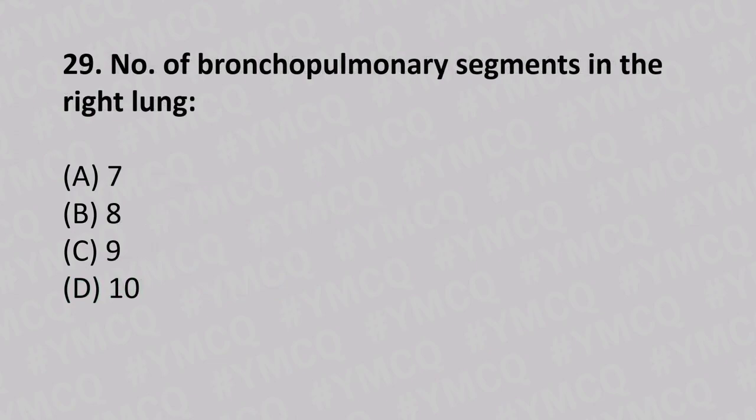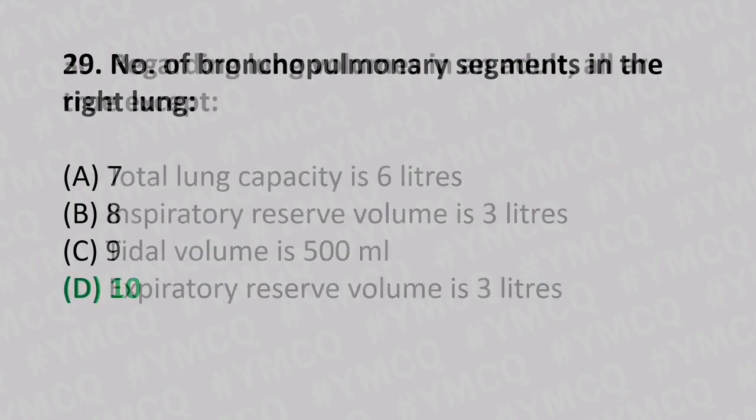Number of bronchopulmonary segments in the right lung. Option A, 7. Option B, 8. Option C, 9. Option D, 10. And the answer is option D, 10. Moving to our 30th question.